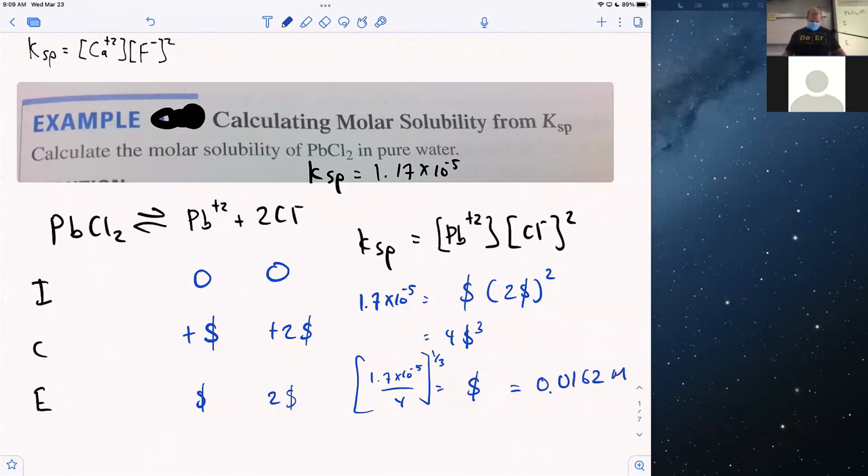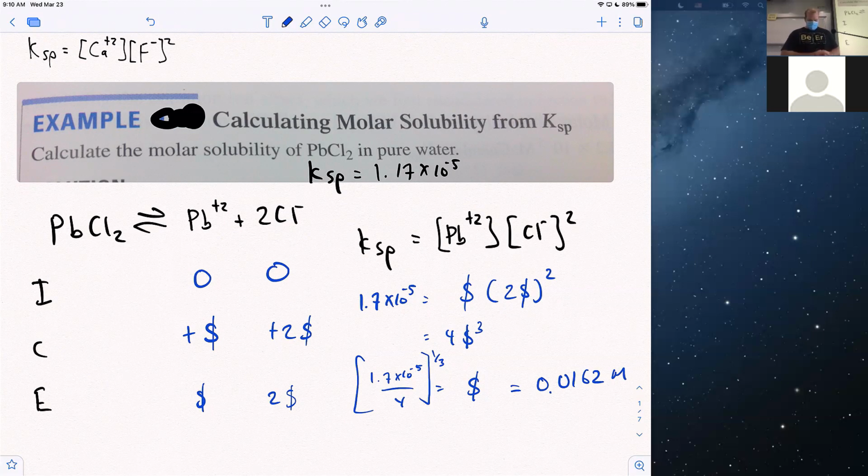So that means that if you throw lead chloride into pure water, it will dissolve to be 0.0162 molar. And that's not that much, right? I mean, a centimolar, so very, very little. Actually, this is one of the more soluble, sparingly soluble salts as well. You can get things really, really insoluble.